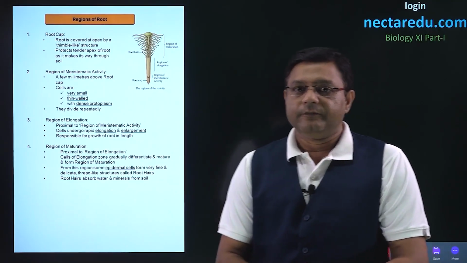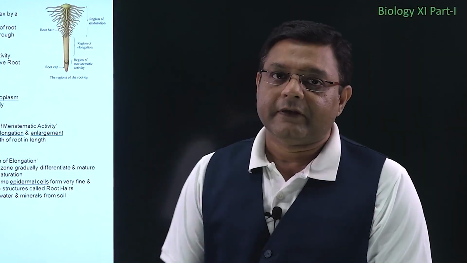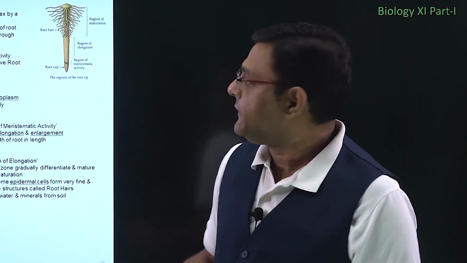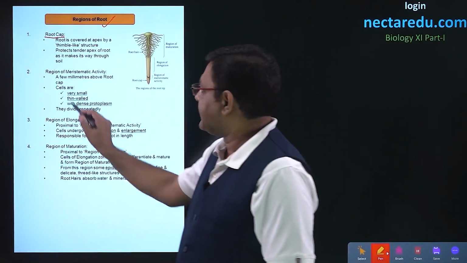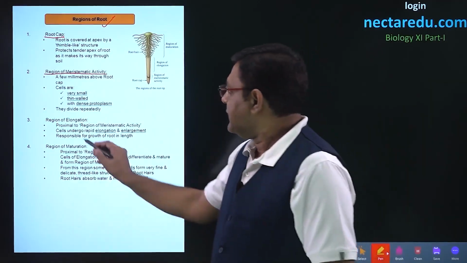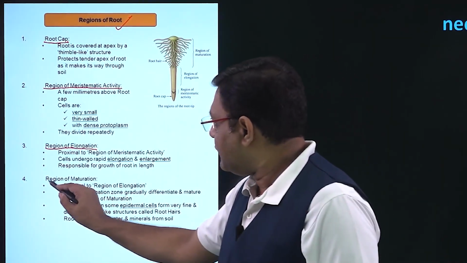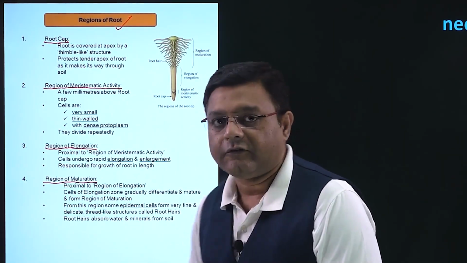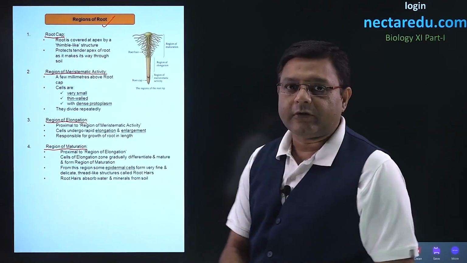In this particular video, we will look into the different regions of root. There are four regions of root. The first region is called the root cap. The second region is called the region of meristematic activity. The third one is called the region of elongation, and the fourth one is called the region of maturation. Let us see these regions in this particular diagram.